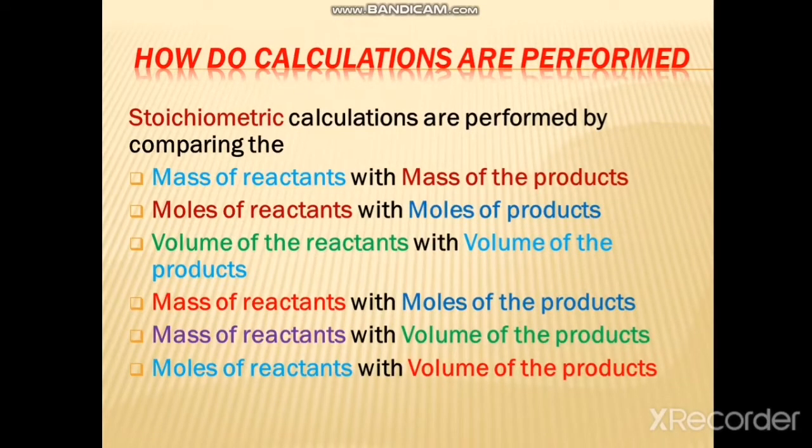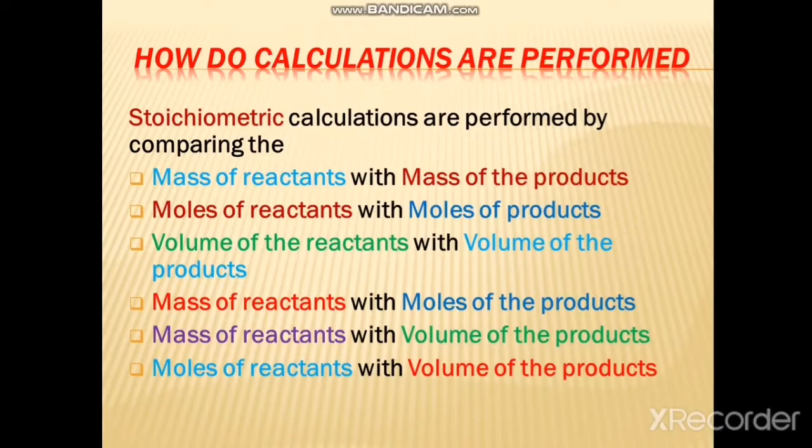Dear students, in the previous lecture we discussed various types of stoichiometric calculations, and we learned that there are different types of stoichiometric calculations, and all these calculations are interconversions of mass, moles and volume. Dear students, stoichiometric calculations are actually the comparison of the masses, moles and volumes of reactants and products. There are the following types of stoichiometric calculations which can be performed.